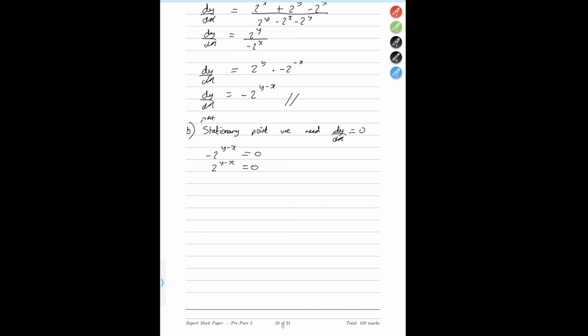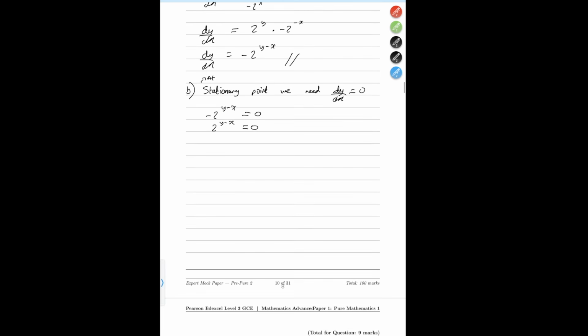So we have to say that 2^(y-x) is positive for all x, because it's not possible for it to be negative. If you raise 2 to the power of anything, it won't be negative. So we will say that 2^(y-x) is greater than 0 for all real x, y. Therefore, dy/dx is never 0. So there are no stationary points.